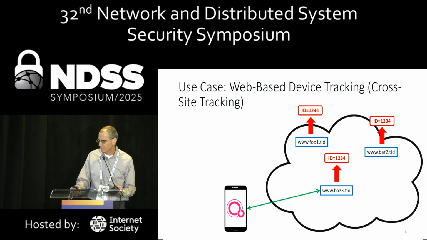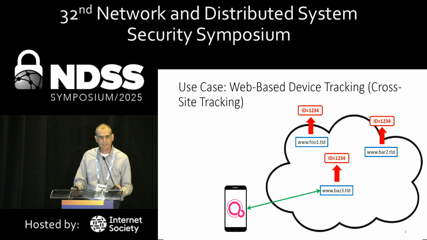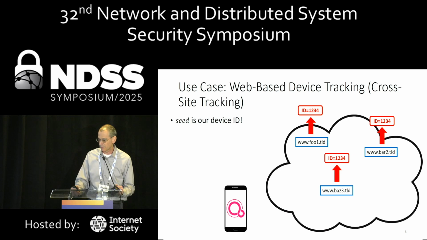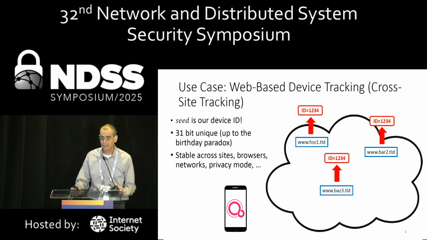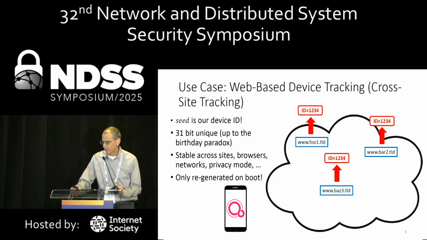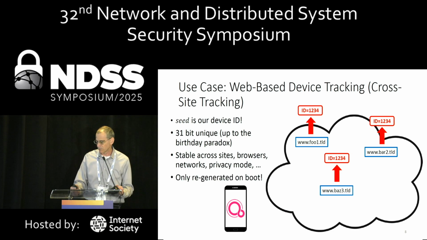And on the third day, maybe from an incognito mode, it connects to a third website and it still generates the same device ID, even though the 3 websites do not share any common infrastructure, no common domain, no common IP addresses, nothing. And how do we do this magic? Simply use the seed, those 31 bits, as our device ID. Those 31 bits are unique up to the birthday paradox. And the nice thing about them is that they're stable across sites, across browsers, across networks, across privacy mode, and they only get regenerated on boot.